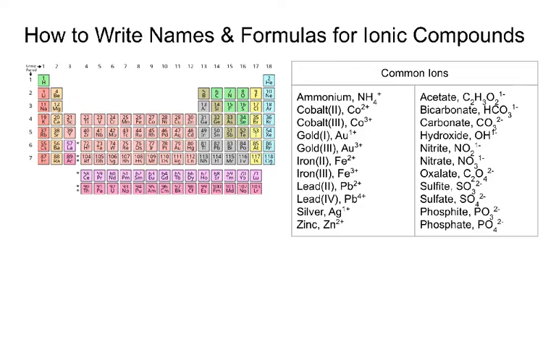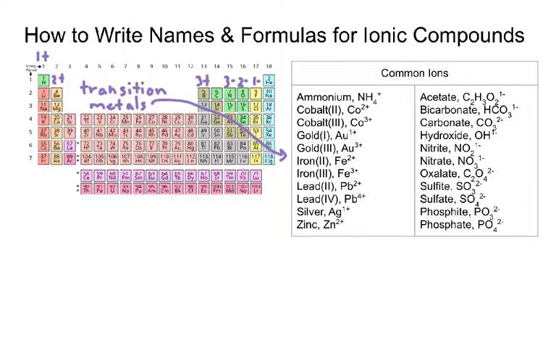In this video, I'll explain how to write the names and formulas for ionic compounds. First, we should review the charges that different elements on the periodic table make. In the first group, the charges will be 1+, because those elements will lose one electron. In the second group, the charges will be 2+.